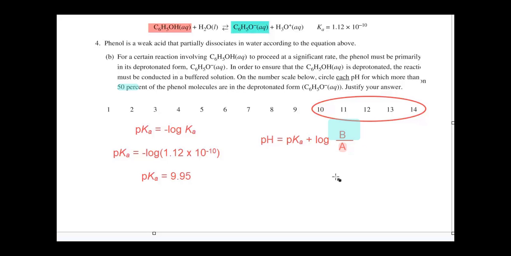When you're dealing with buffers, figure out how much acid you have, how much conjugate base of that same substance, and then pull up the Henderson-Hasselbalch equation. Oh, and also don't forget to get the pKa, because that's what you're going to start off with. So, okay, that's it.